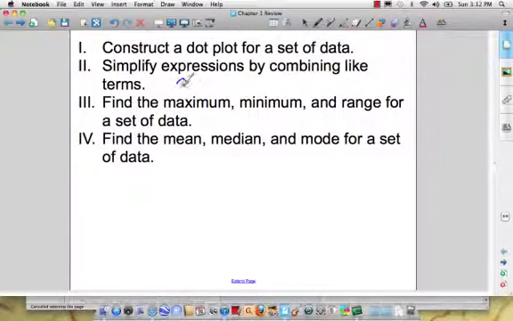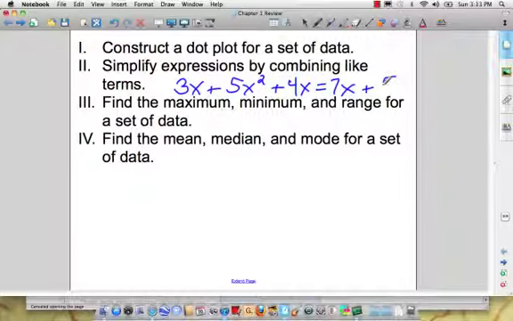That means if you have 3x plus 5x squared plus, say, 4x, well, you need to be able to look at that and realize that the 3x and the 4x can be combined to make 7x, but the 5x squared, because it's x squared, is an unlike term and cannot be combined.